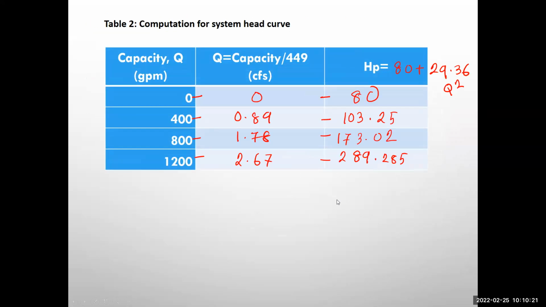Okay. Now, once you have the system curve data points, what should be the next step you should do? What is the purpose of finding these values? So you can graph it. Yes. So that should be the next step. Plot which column and which column? Obviously, you need to plot the pump head, but for Q, which column should you use? The GPM or CFS? GPM.